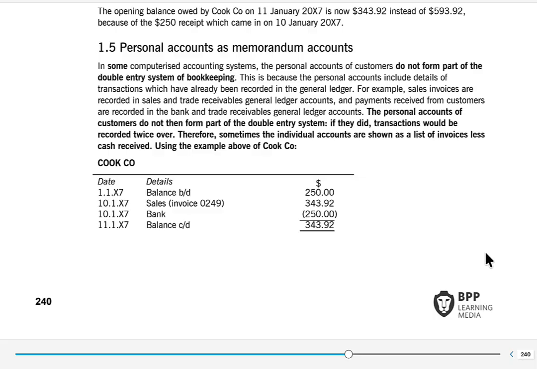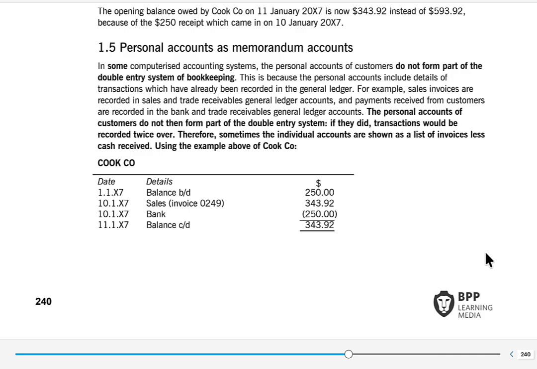The big idea in Lesson 1.5. In some computerized accounting systems, the personal accounts of customers do not form part of the double entry system. Instead, they are memorandum accounts. A memorandum account is a record kept for information and control, but it is not part of the official double entry postings in the general ledger. Memorandum means a note for memory. So these accounts help you remember the detail, even if the double entry is recorded somewhere else.